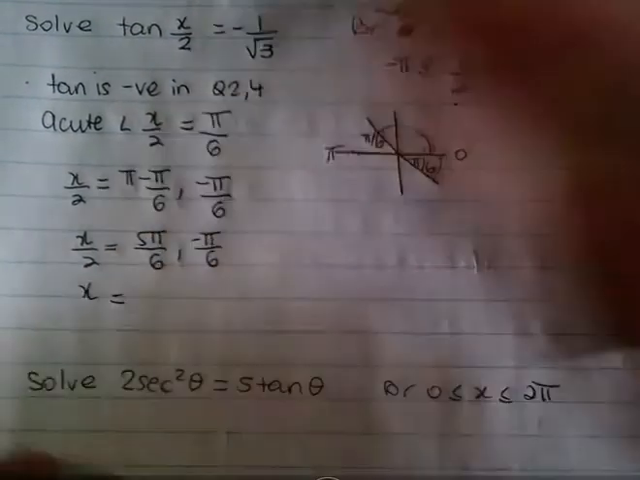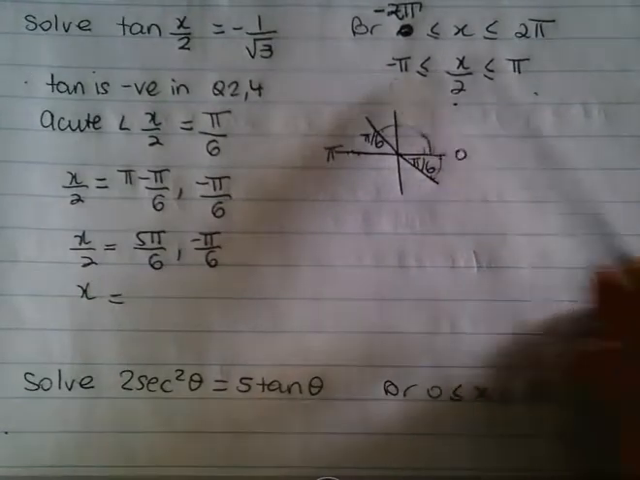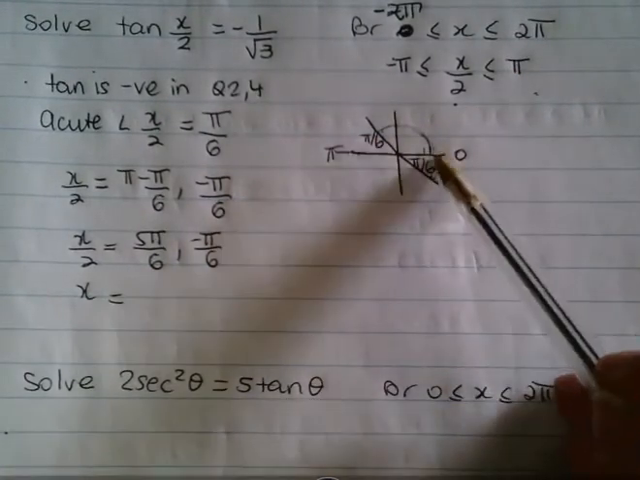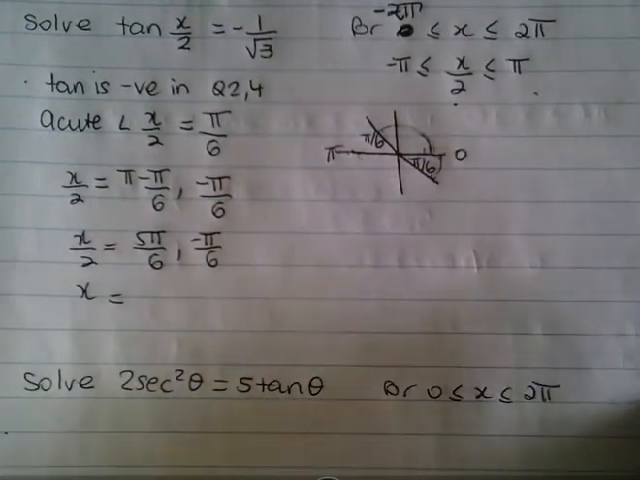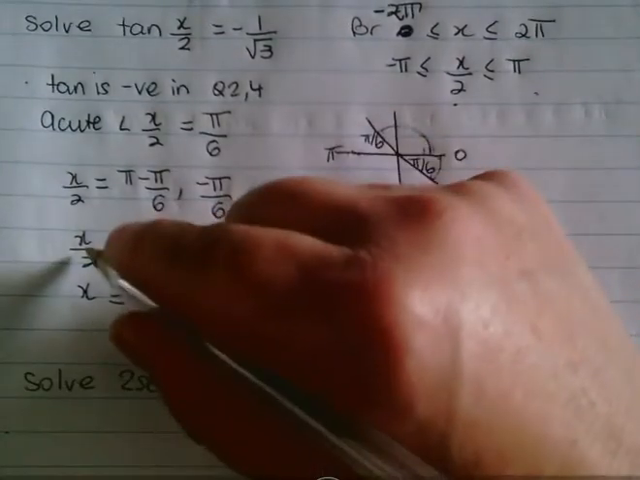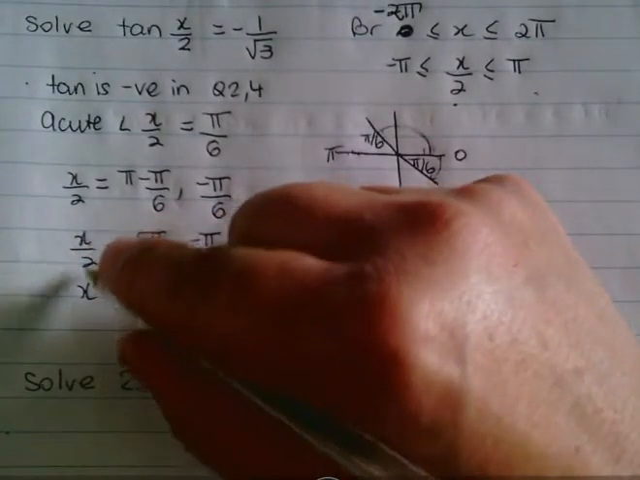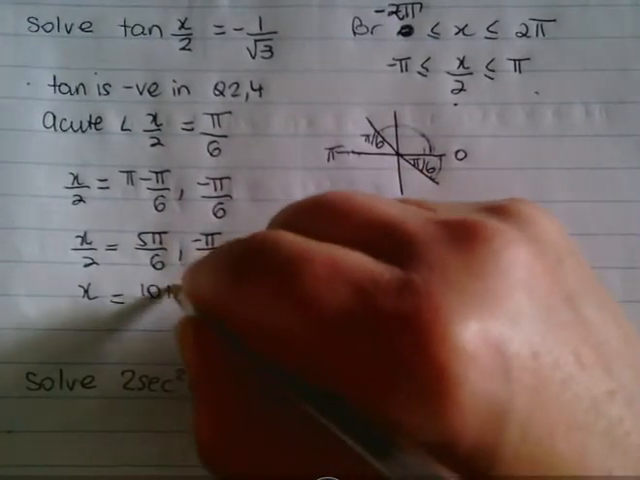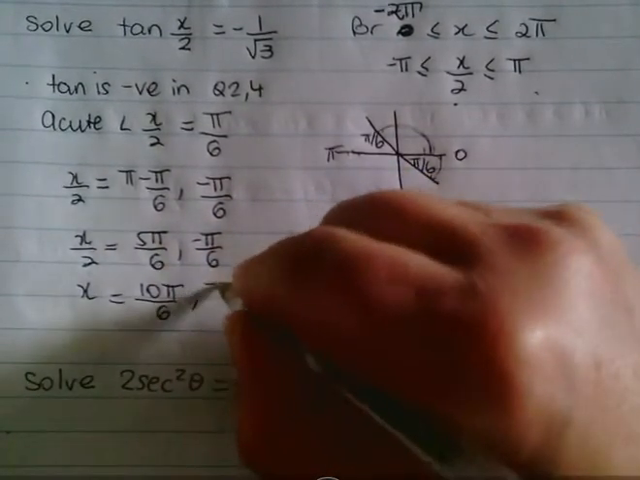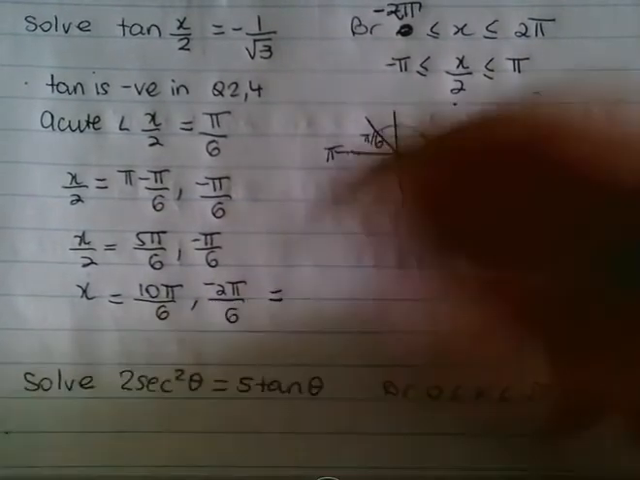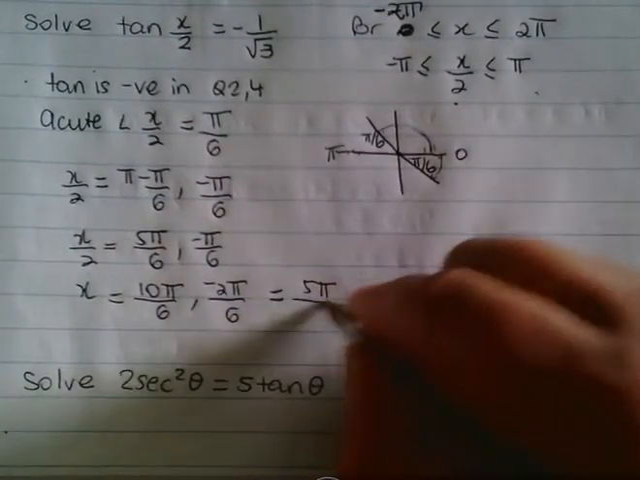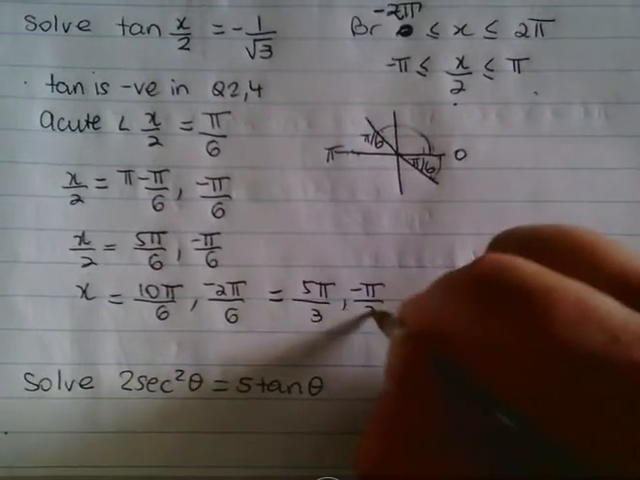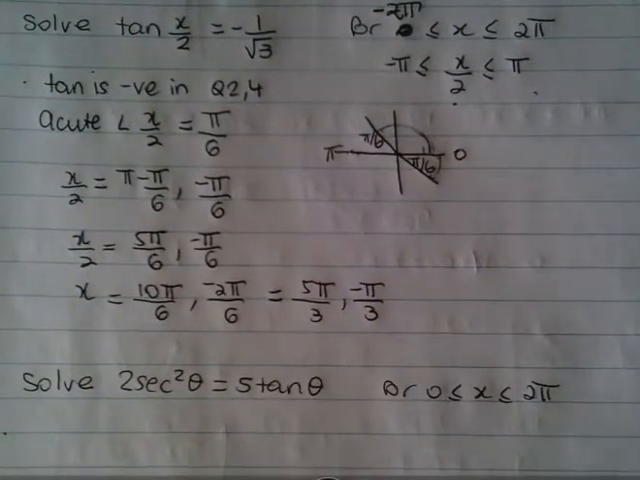And now for my solutions, I'm trying to find x. You just have to make sure you check this whole domain. Now to find x, the inverse operation of dividing by 2 is to multiply by 2. So I multiply these both by 2, and I get 10 pi on 6 and negative 2 pi on 6. And you can simplify that if you want to, 5 pi on 3 and negative pi on 3. And they're your two solutions.